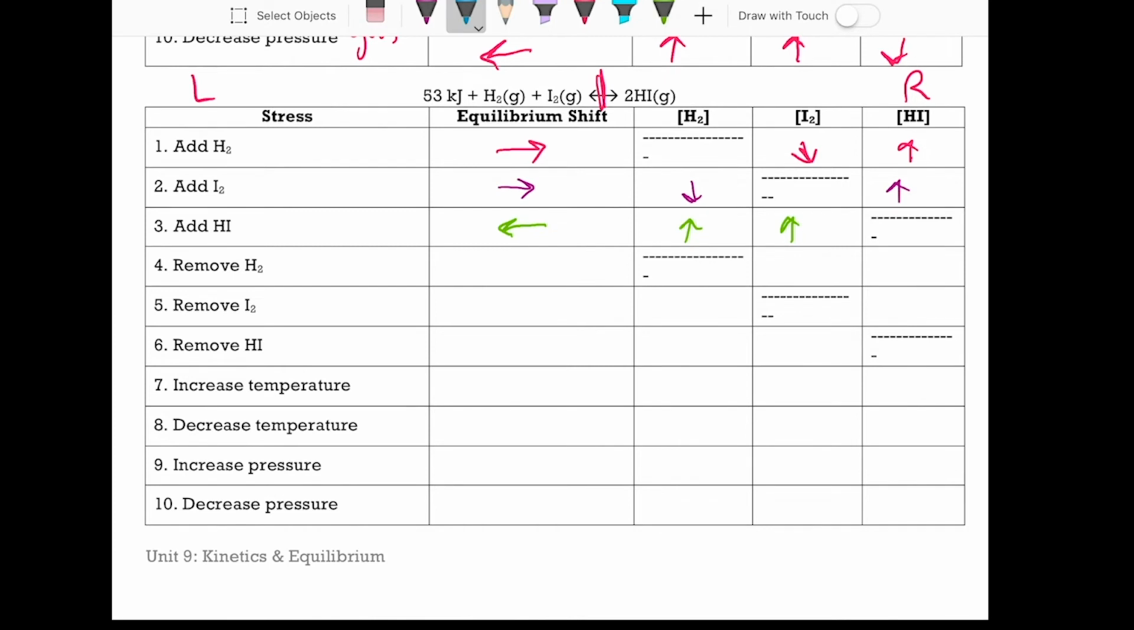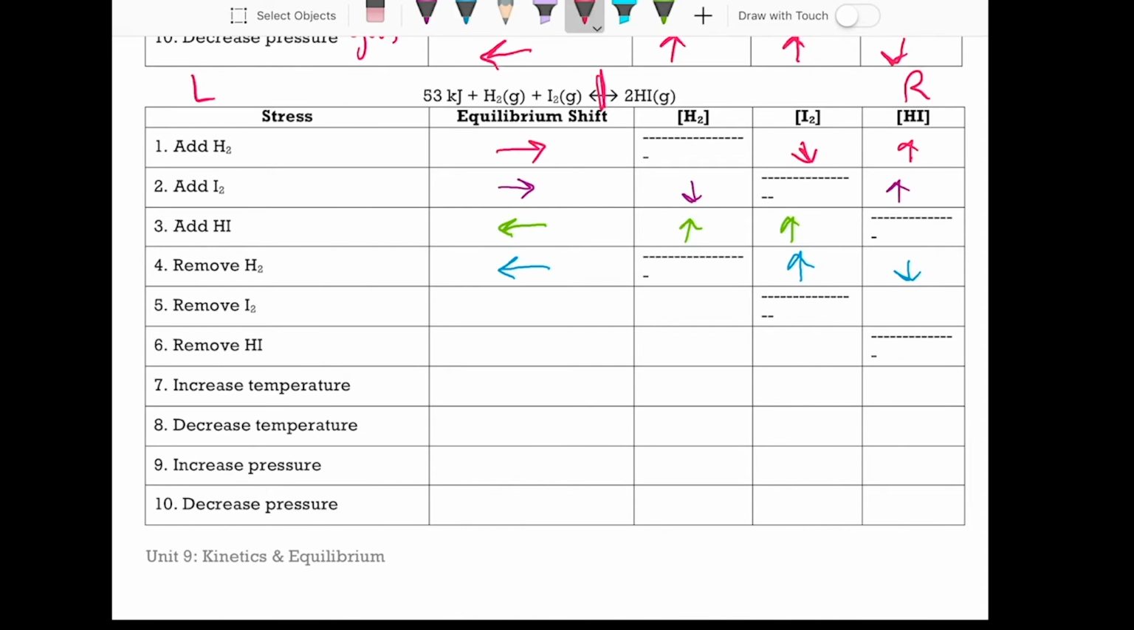Now, if we're going to remove stuff, if you're removing H2, the left side is now weaker, so the right side is stronger. So it's pushing towards the side you just took from. If we're favoring this reverse reaction, you end up making I2, and you end up using that HI to make it. So I2 goes up and HI goes down.